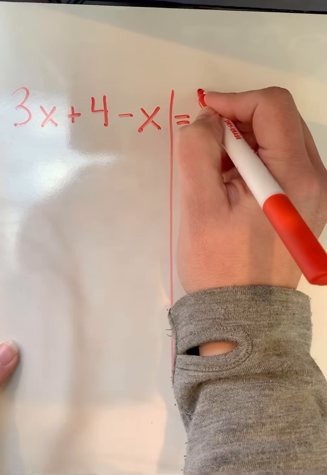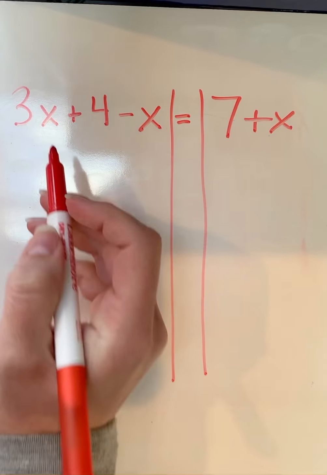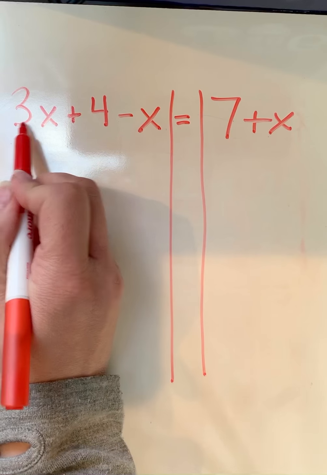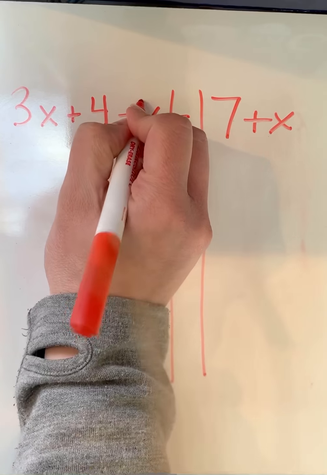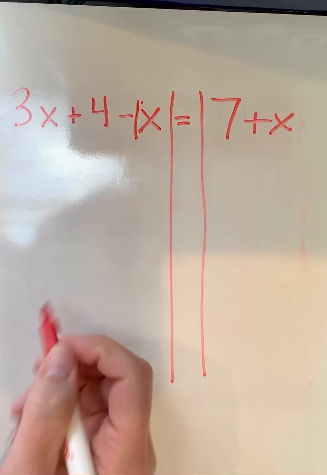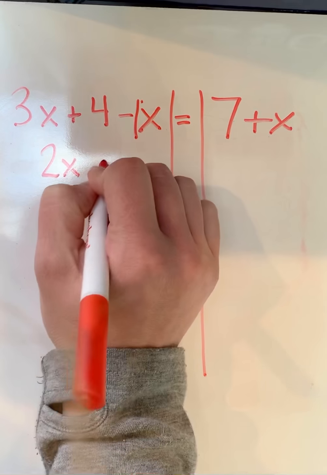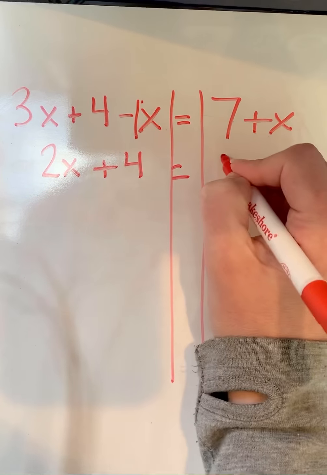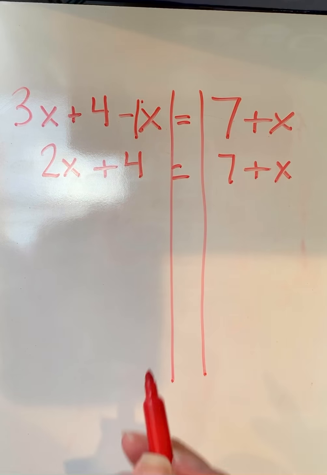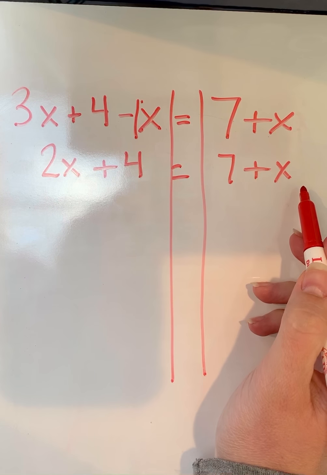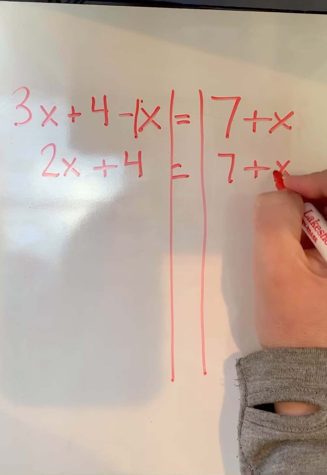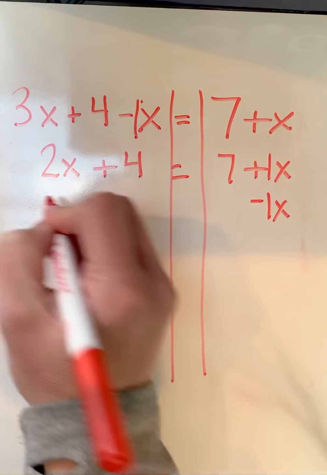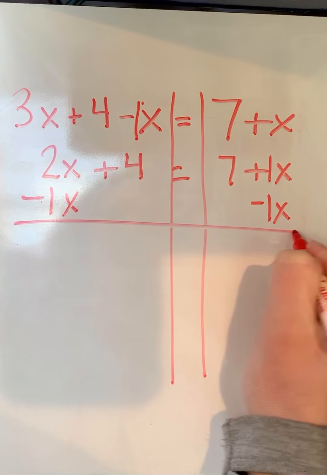Okay, draw my divider. Now here, again, you want to make sure everything's simplified. So I have 3x minus 1x. So I can simplify that to be 2x plus 4 equals 7 plus x. Now both sides are simplified. I can move one of my variable terms. I'm going to move the 1x here. So I'm going to subtract 1x from both sides.